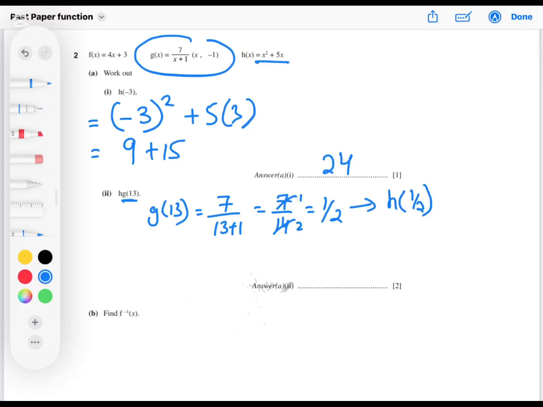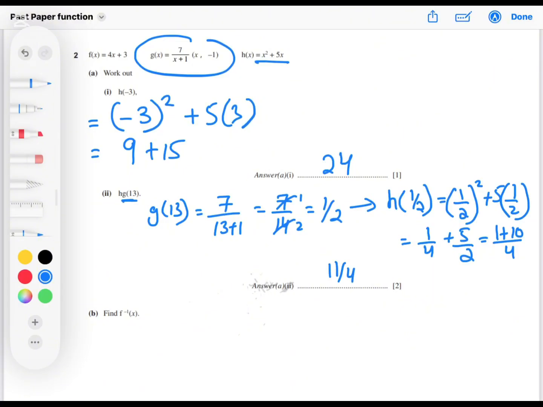This means I have to put 1 over 2 in h. So (1 over 2) whole squared plus 5 times 1 over 2. Now (1 over 2) squared is 1 over 4. This will become 5 over 2. So when we take the LCM, this will become (1 plus 10) over 4. So this will become 11 over 4. This will be our final answer.